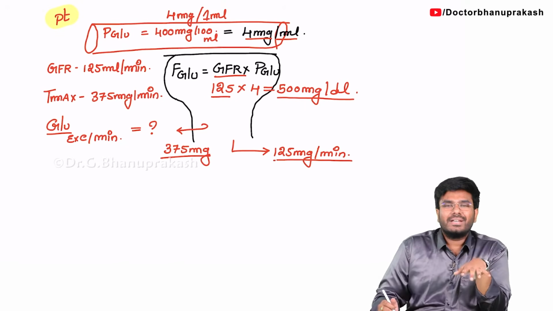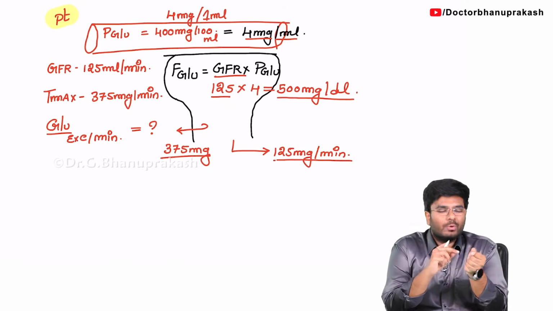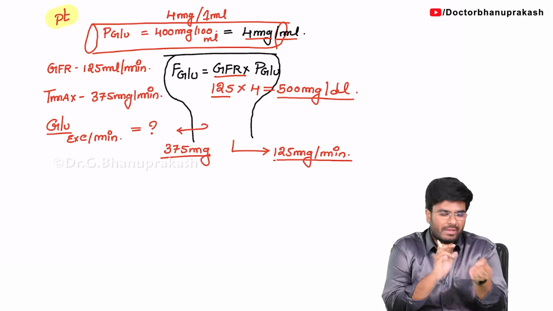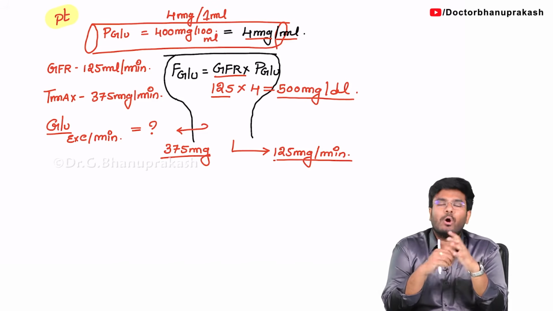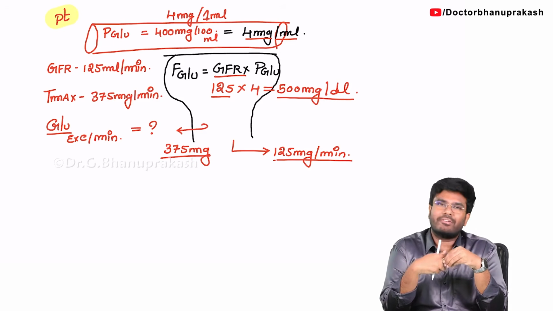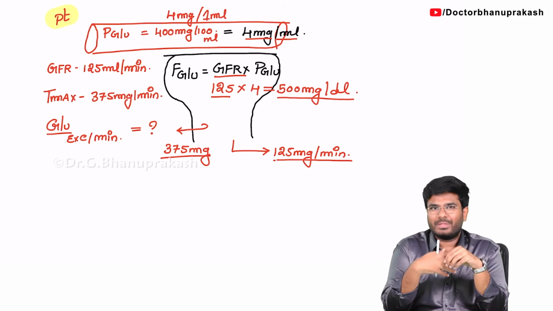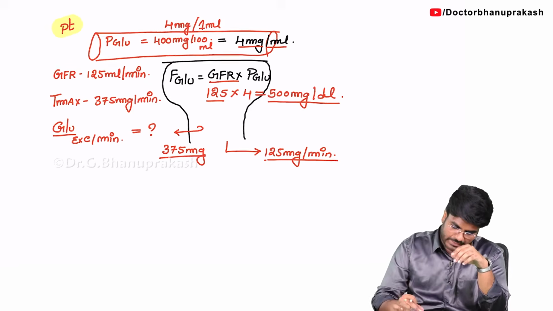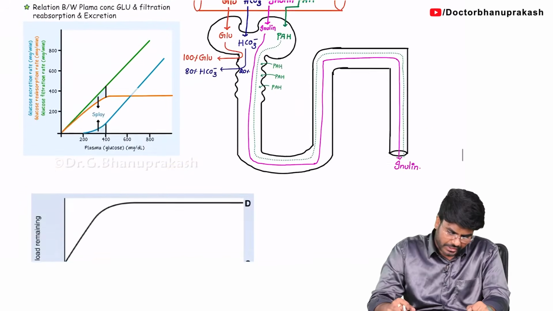Okay, now you understand? So now tell me, when will glucose appear in the urine for the first time, when your plasma glucose is 200? How much is the maximum capacity of the glucose reabsorption? The maximum capacity of the glucose reabsorption is 375. That's called the transport maximum. Okay, done. Now if you understand this, let me show you the glucose titration curve.